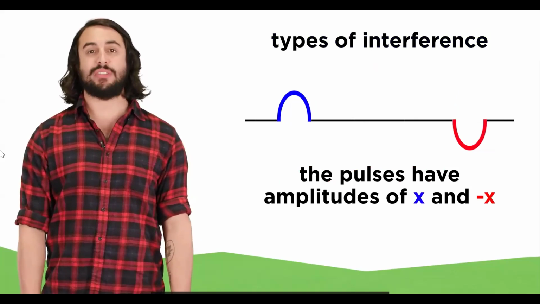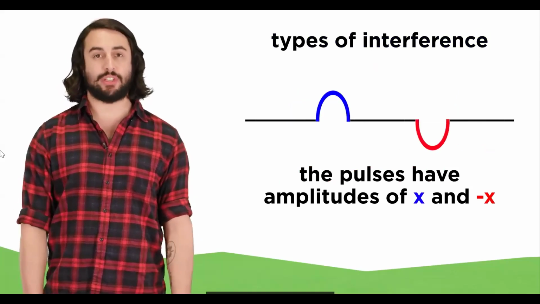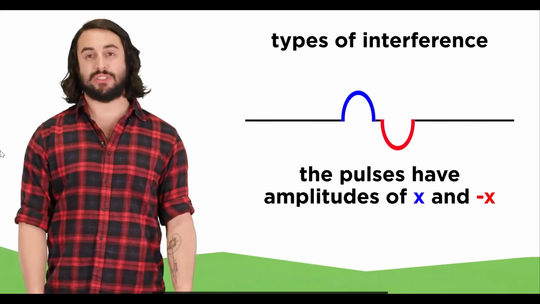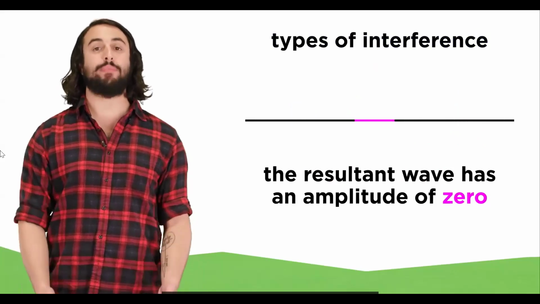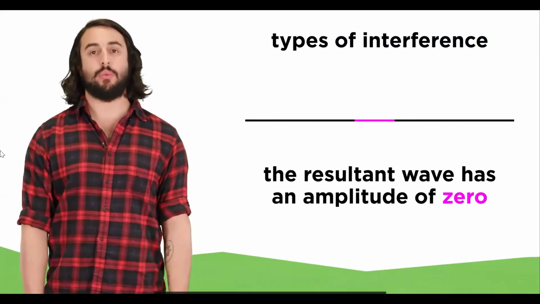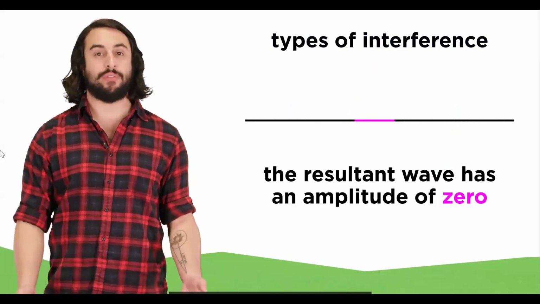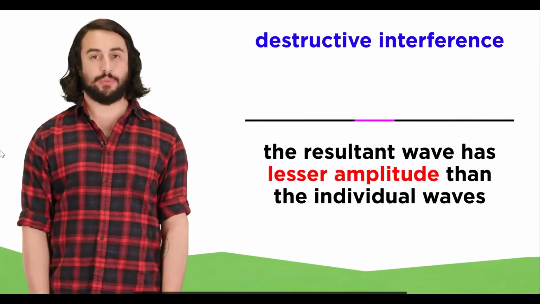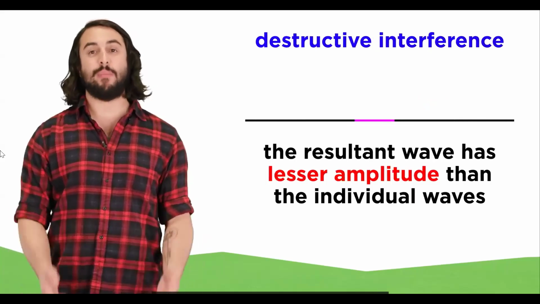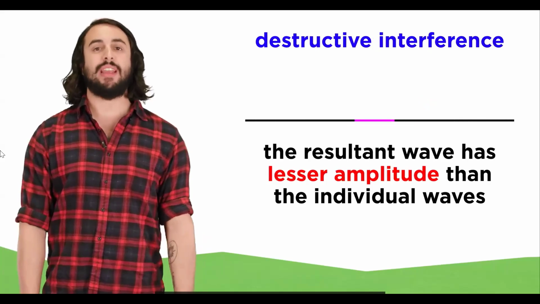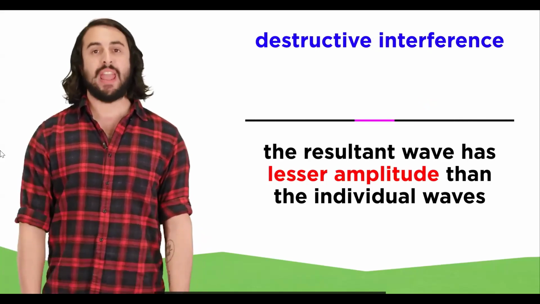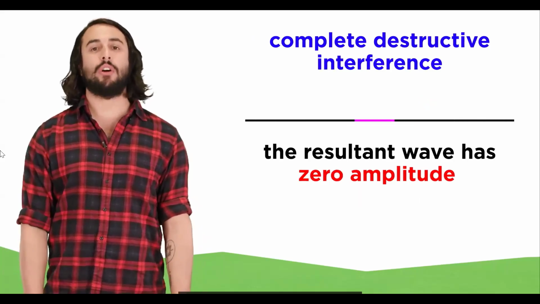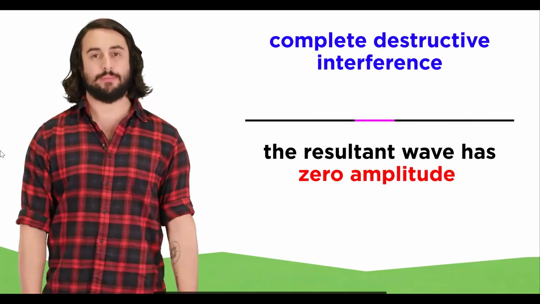Now let's say the pulses are on opposite sides of the equilibrium position. Again, according to the superposition principle, we will add the amplitudes to get the resultant wave. But in this case, the two amplitudes add to zero. So the resultant wave will be as though there is no wave at all. Then the waves continue along their trajectories. This kind of interference, where the resultant wave has a smaller amplitude than the individual waves, is called destructive interference. And if the resultant wave has an amplitude of 0, like this example, it is called complete destructive interference.